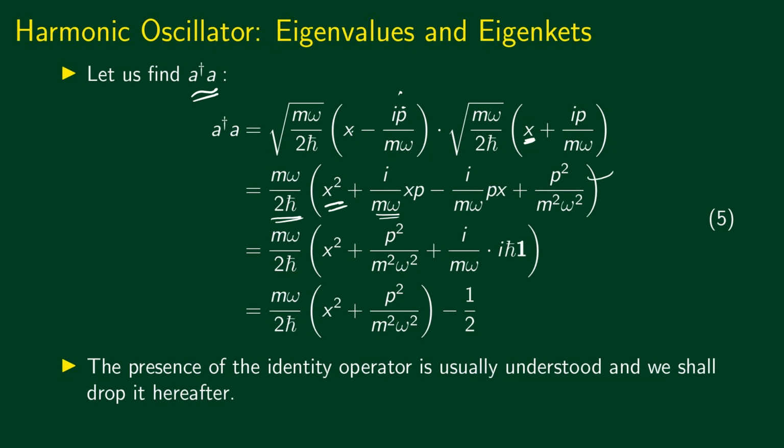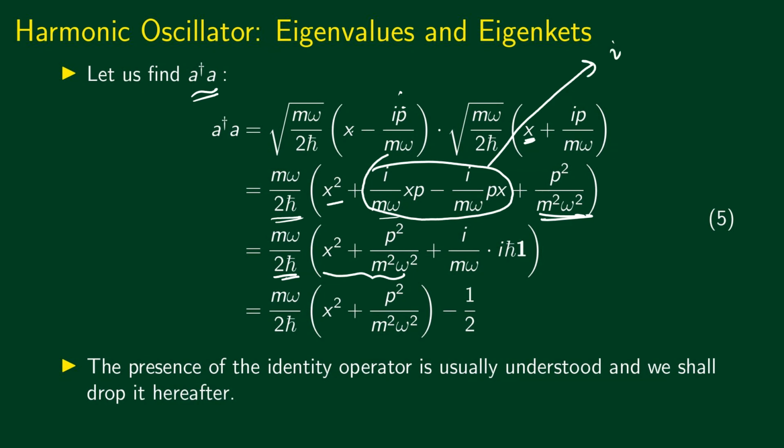Let's just rearrange the terms here. We have m omega divided by 2 h bar times x square plus p square divided by m square omega square, so we write that first. Now the term we have left out is i divided by m omega xp minus i divided by m omega px. So we see that this term is i divided by m omega multiplied by xp minus px.